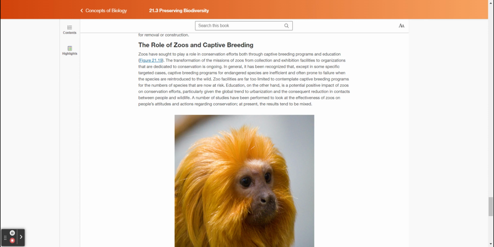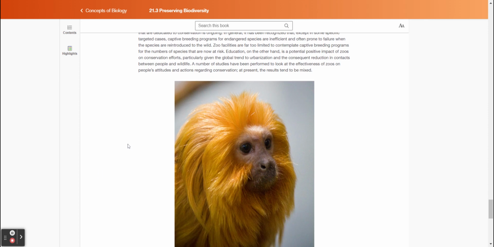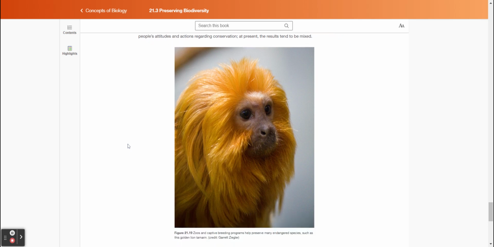Zoo facilities are far too limited to contemplate captive breeding programs for the number of species that are now at risk. Education, on the other hand, is a potential positive impact of zoos on conservation efforts, particularly given the global trend to urbanization and the consequent reduction in contacts between people and wildlife. A number of studies have been performed to look at the effectiveness of zoos on people's attitudes and actions regarding conservation. At present, the results tend to be mixed.